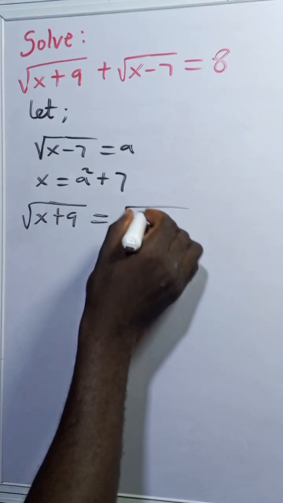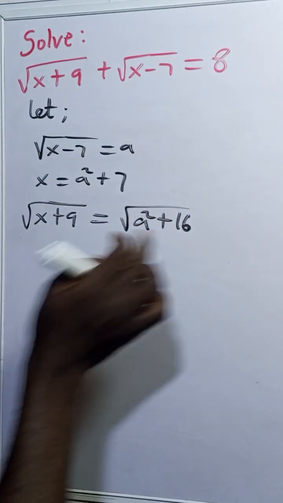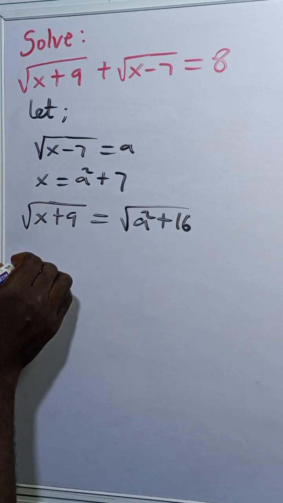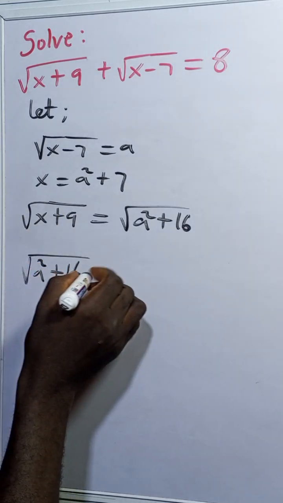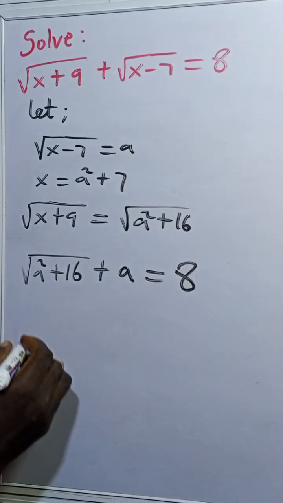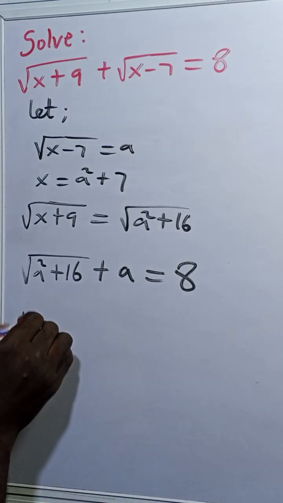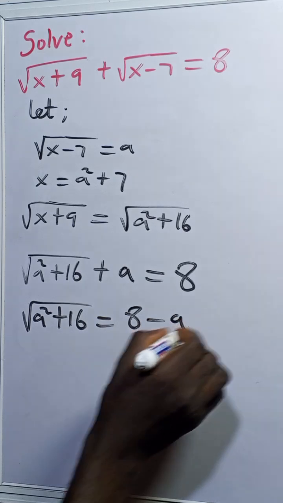Square root of a squared plus 16. 7 plus 9 will give you 16. Now the equation becomes square root of a squared plus 16 plus a is equal to 8. So transfer this radical: now we have square root of a squared plus 16 is equal to 8 minus a.